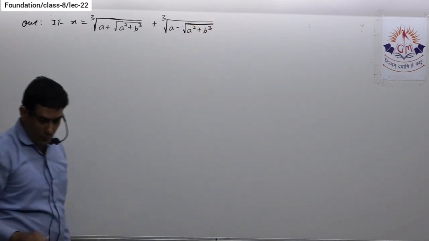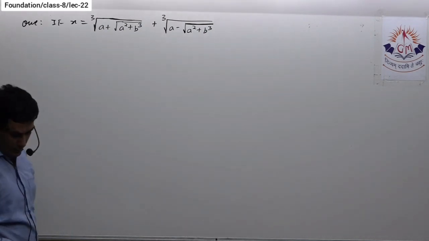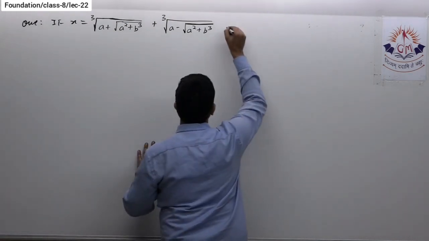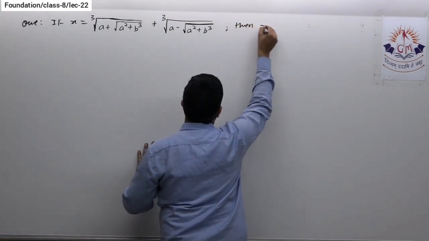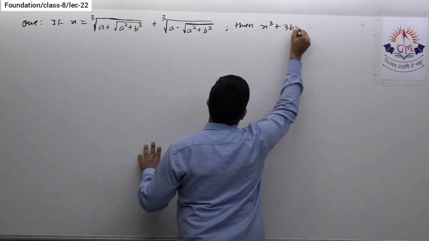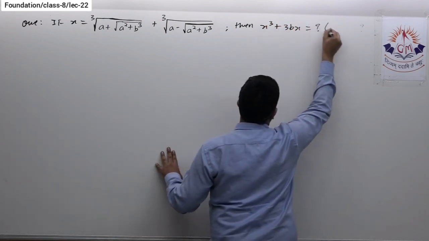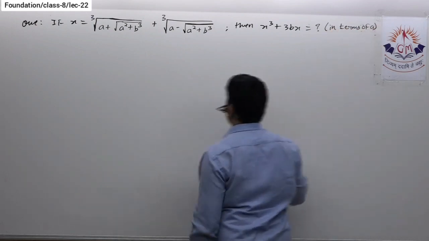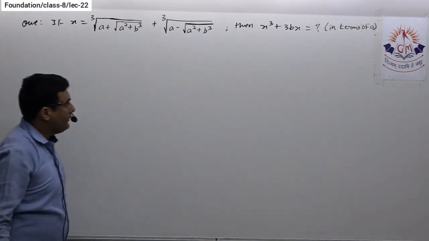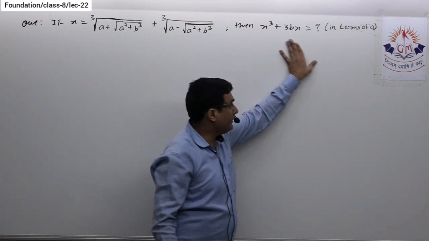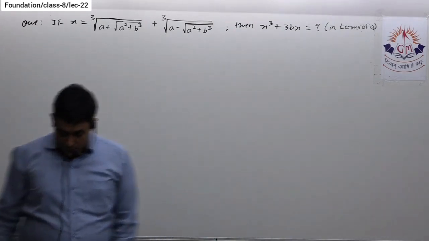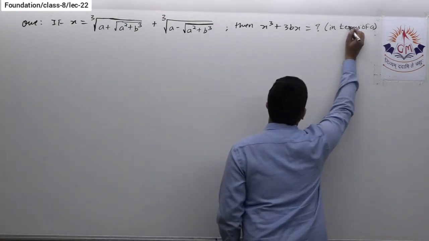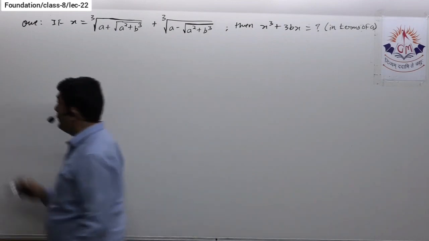Okay, if x is equal to cube root of a plus, then find the value of x cube plus 3bx in terms of a. They are not asking the numerical value. Here we have to obtain the value of x cube plus 3bx in terms of a. So try to solve this. I'm giving you 2 minutes and then I will give you its detailed solution.